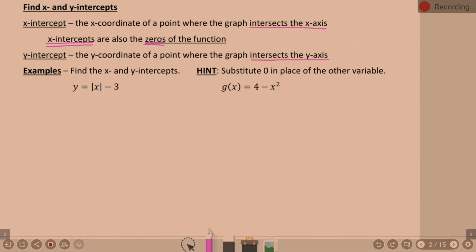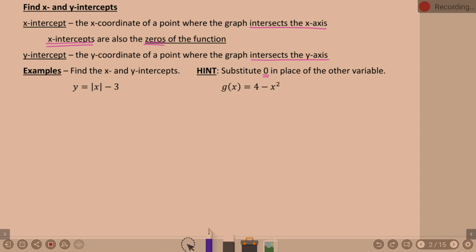So the easiest way to find intercepts, and this is when we have equations. Obviously, if you're looking at a graph, it's really easy to see, oh, it crosses the x-axis there, or it crosses the y-axis there. That's easy. But when you have an equation, the easiest thing to do is substitute 0 in place of the other variable. Okay? So it's a good thing to learn and remember.